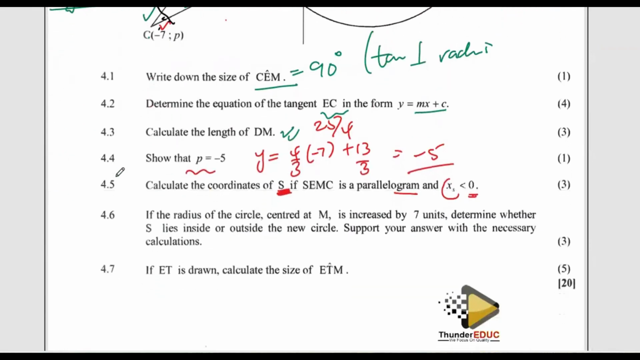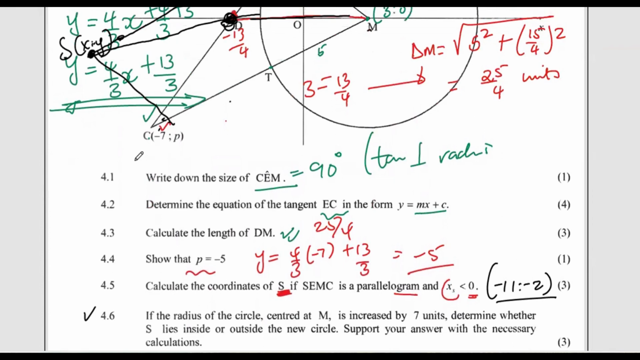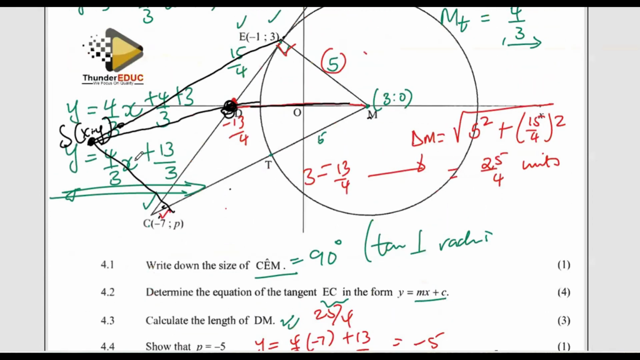So they want the coordinates. Okay, so we said -11 and then -2. All right. And then 4.6. They're telling us that if the radius of the circle that is centered at M is increased by 7, meaning that the new radius is going to be 12 units.